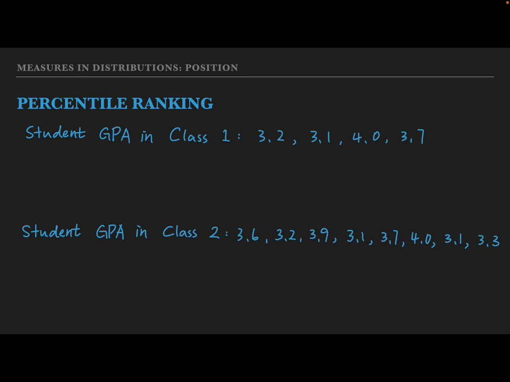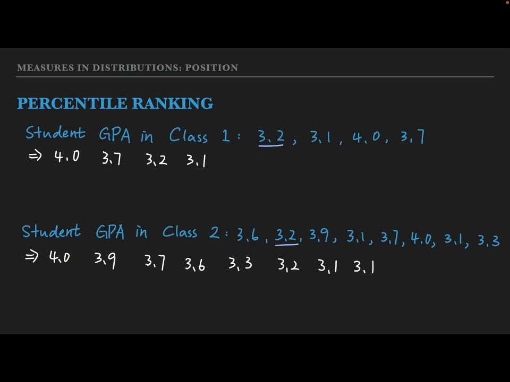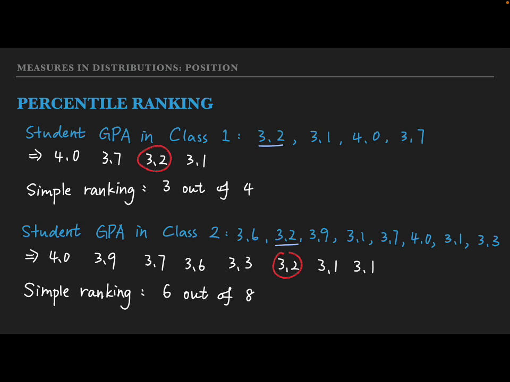Here are the students' GPAs in two classes of different sizes. We want to think about the ranking of students with a GPA of 3.2. Now, we arrange the data from highest to lowest. As we can easily see, if we use simple ranking, the student in class 1 ranks 3rd, while the student in class 2 ranks 6th. That's a big difference. But one may say, hey, that is unfair, because the class sizes are different. And that's why it's more useful to use percentile ranking.